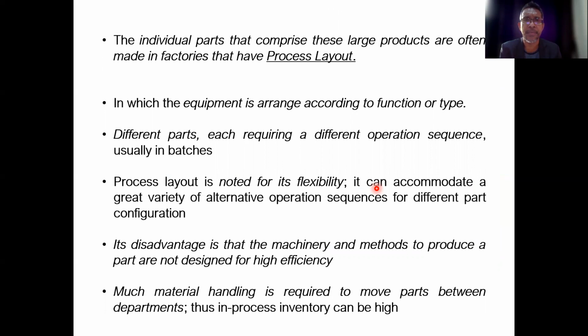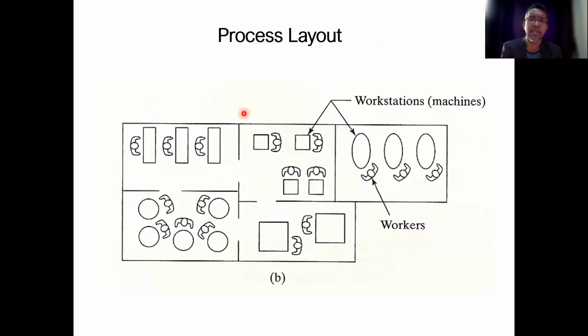So this one we also refer to as process layout, because the equipment is arranged according to function or type. So the product will move or will focus based on section, the process. So for example, this part of the layout, they focus on building the engine.